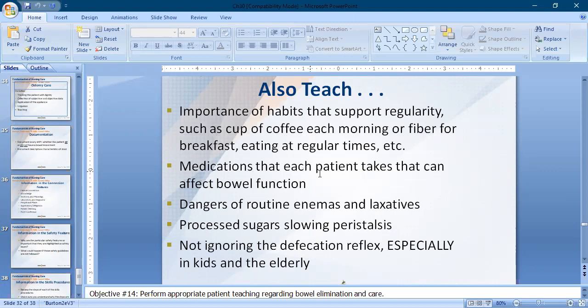Medications that the patient takes can affect bowel function. You have to find out what medication they're taking. Maybe one or two medications can cause constipation. Also, you have to know the danger of routine enemas and laxatives. You have to educate your patient. Also, processed sugar slows peristalsis, right?